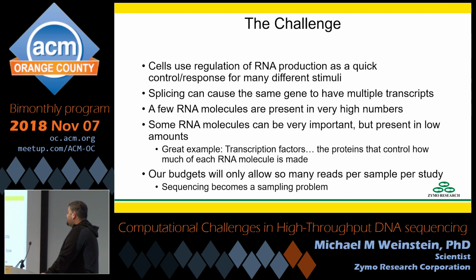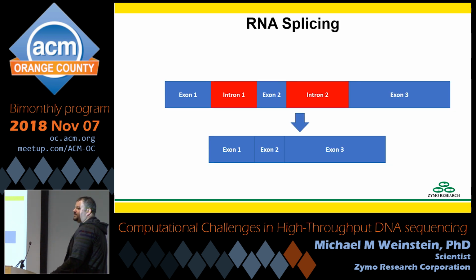And our budgets only allow so many reads per sample. So sequencing becomes a sampling problem. We know there's a pool of RNA in the cell, and if we take 50 million reads from it, then we're sampling 50 million times. Most labs I know do not do 50 million reads per cell. Most labs I know will say, I want 1 million.